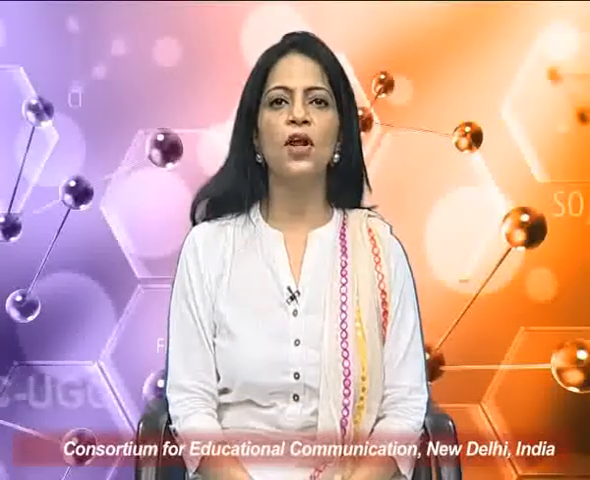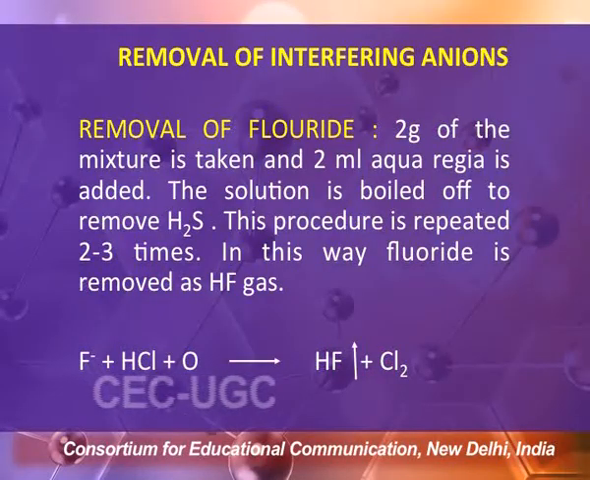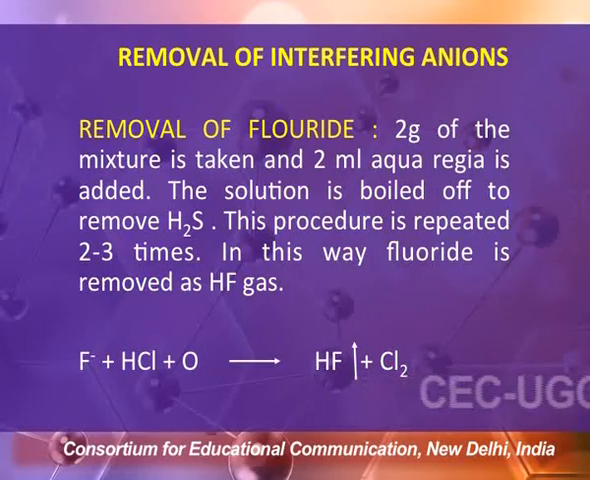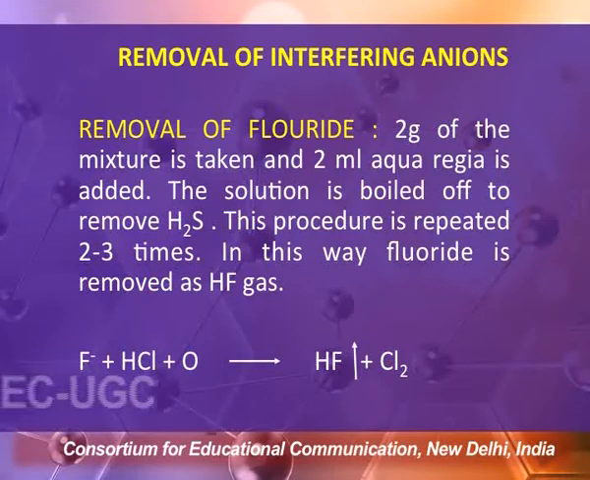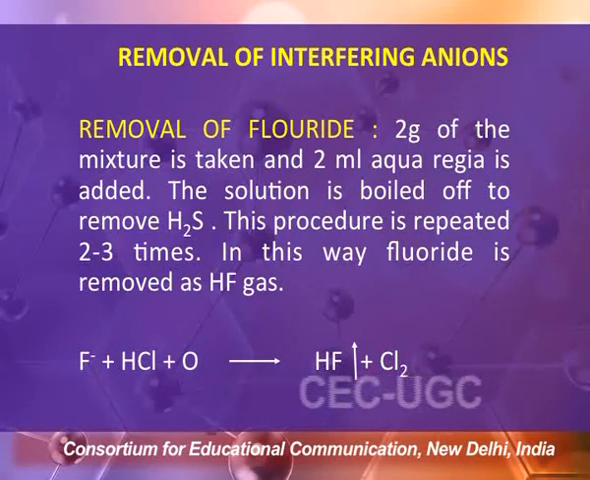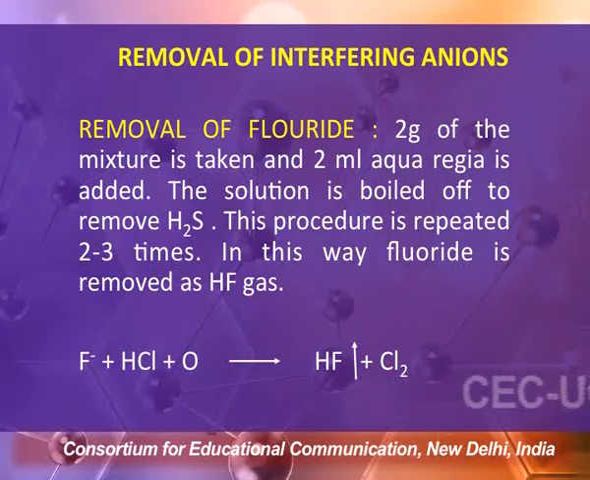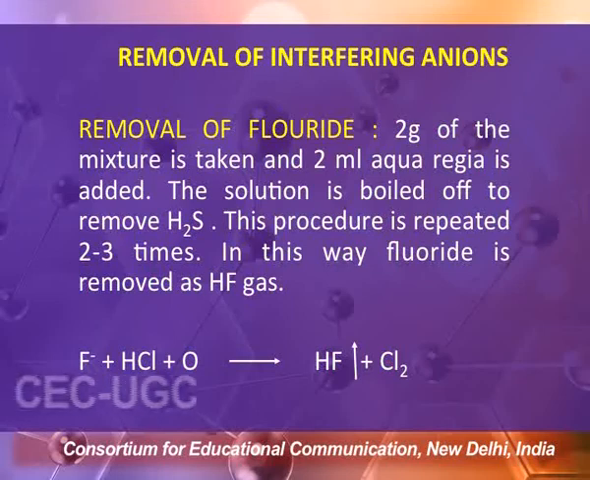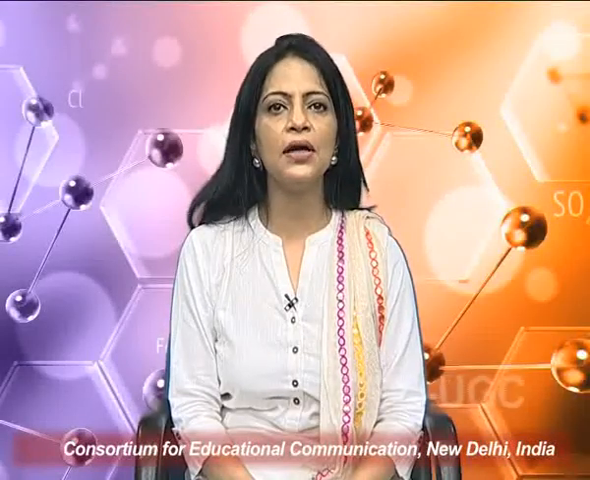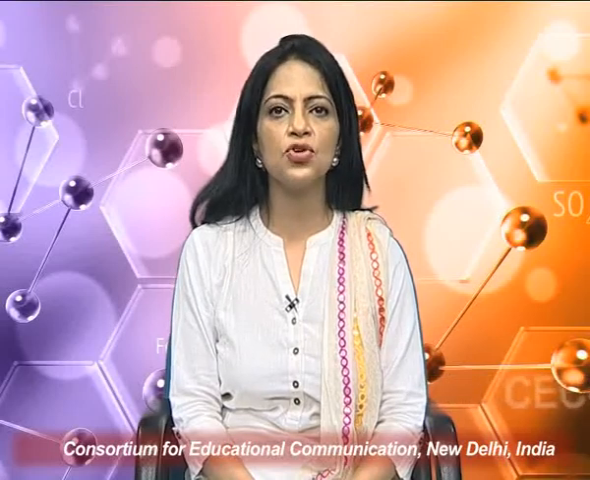So, the removal of interfering anions needs a separate scheme. First of all, we will be discussing the removal of borate ions from the mixture. For this, 2 gram of the mixture is taken in a crucible and 3 ml of ethanol is added to it, along with 1 ml of concentrated sulfuric acid. This solution is then boiled carefully till the solution evaporates.